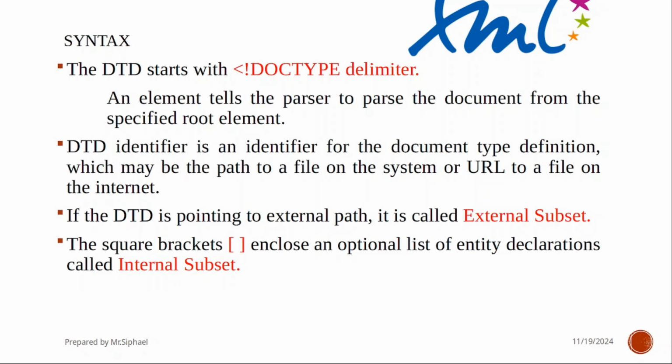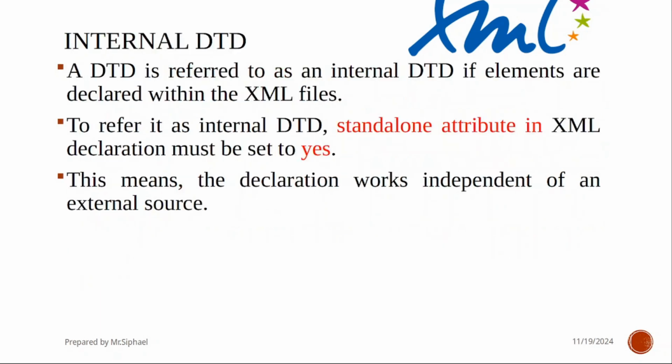If the DTD is pointing to an external path, it's called an external subset. If the square brackets include an optional list of entity declarations, it's called an internal subset. An internal DTD is referred to as such if elements are declared within the XML file. It means the DTD is declared within the single XML file. That's an internal DTD. If it's from another source, then that's external.